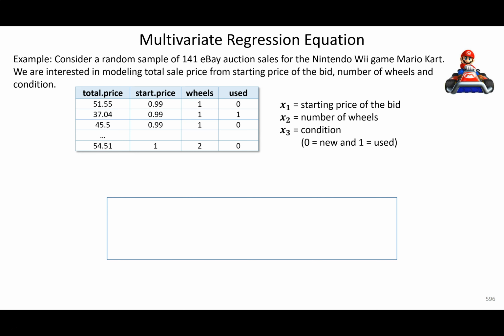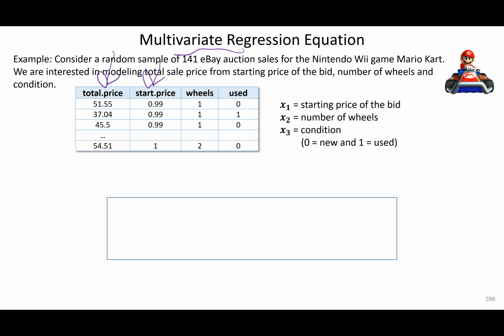So multivariate regression equation, the example that we're going to use throughout this particular set of lessons, we are going to look at the Nintendo Wii game, Mario Kart, which either you love or you hate, or you don't know what it is. So we take a random sample of 141 auction sales for this particular game. We're interested in modeling the total sale price, so what it sells for. So this is some video game, we want to know what it sells for, but we're going to base it on a few different factors.